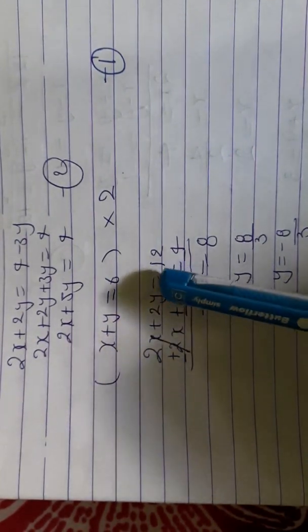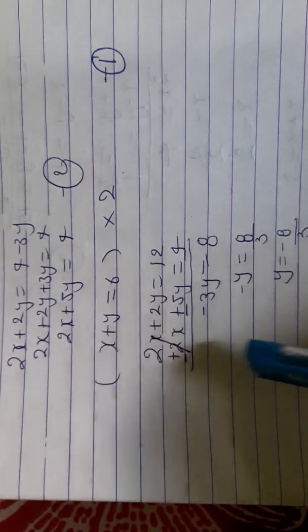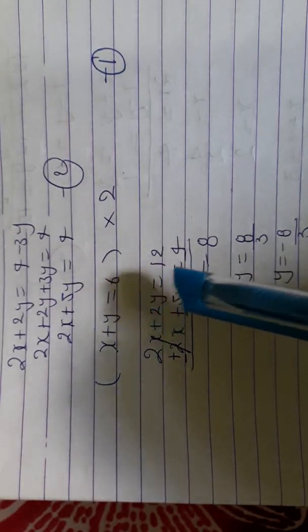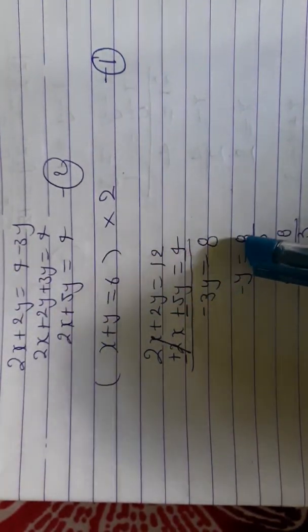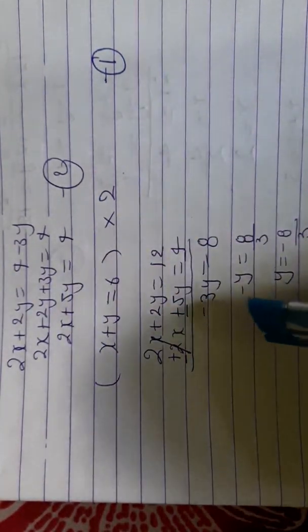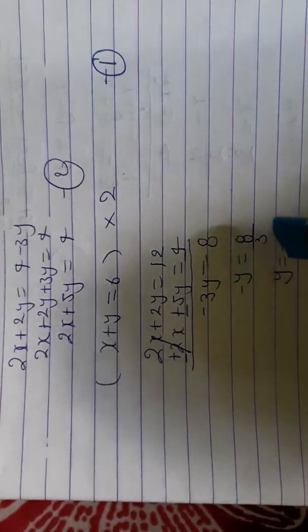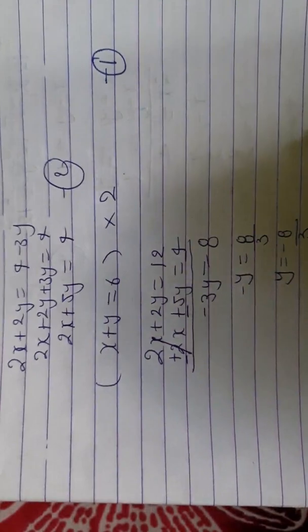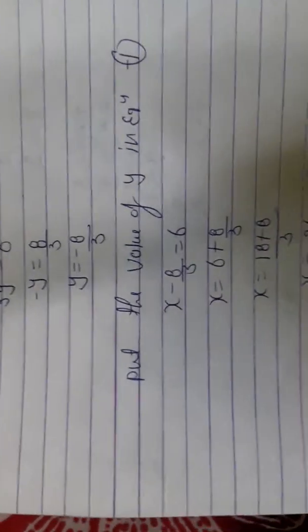But the bigger digit's sign is negative, so we'll put a minus sign. So minus 3y is equal to 12 minus 4 is 8, and the bigger digit's sign is positive, so you can put the positive sign or not. So now we'll find the value of y. So minus 3 will go to divide. Okay, so minus y is equal to 8 upon 3, and the minus sign will also go to the right hand side. Okay, so y is equal to minus 8 upon 3.